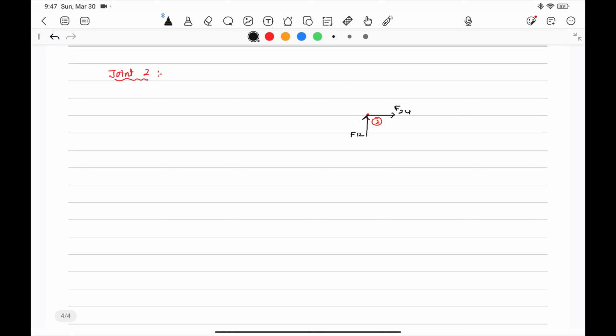Towards the joint. And another is 15 kilonewtons. This is the force applied, external force. Another is, you see the directions, F23 at an angle of 30 degrees. Now we have got everything at the joint 2. Now sigma Fx is equal to 0 and sigma Fy is equal to 0. Let us apply.